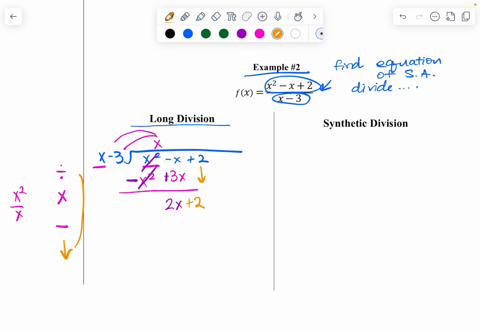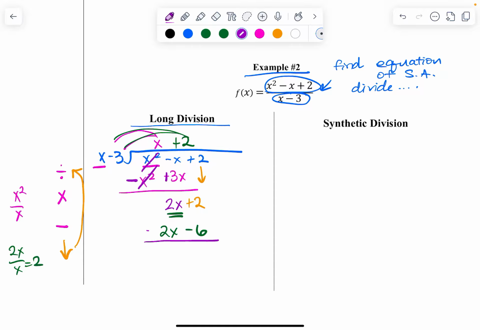And now we start again, okay? So again, we're going to take our first term, divide it into our first term. So what's 2x divided by x? It's just 2. This is a positive 2, and now we multiply back. 2 times x is 2x. 2 times negative 3 is negative 6. We're going to subtract. These cancel if I do it well, and I get 8. This last 8 is the remainder, okay, which means this is a plus 8 over x minus 3.